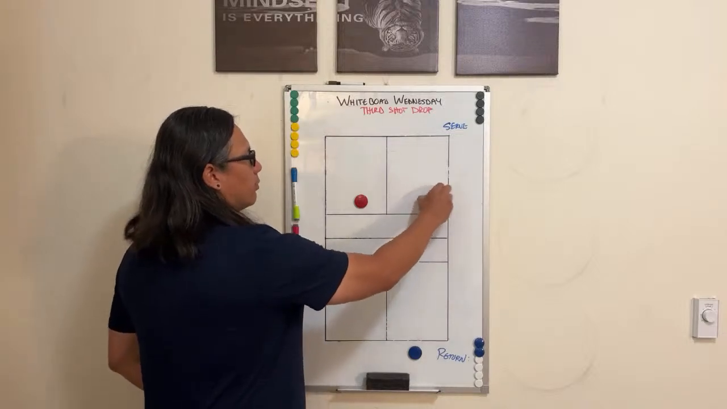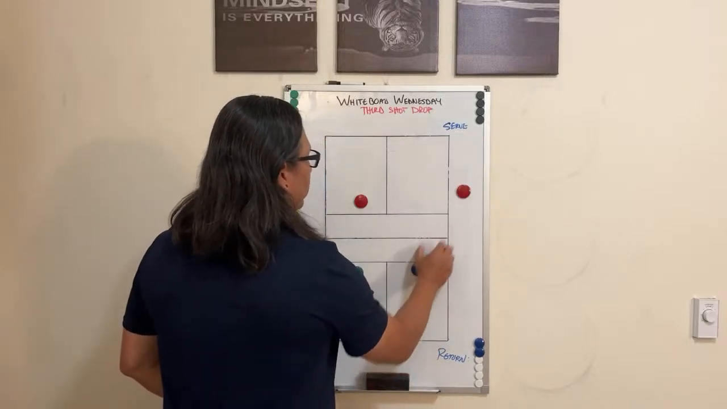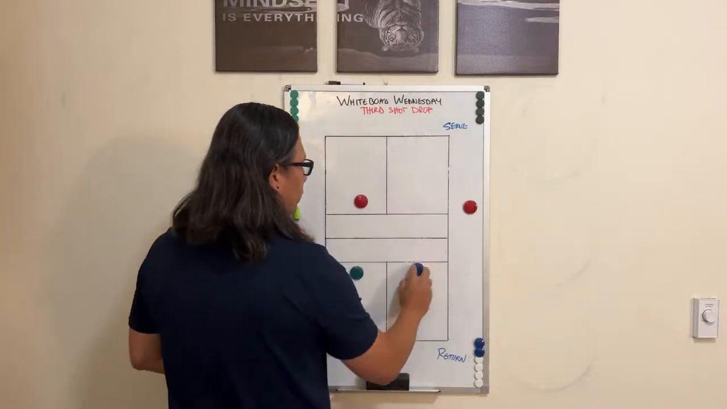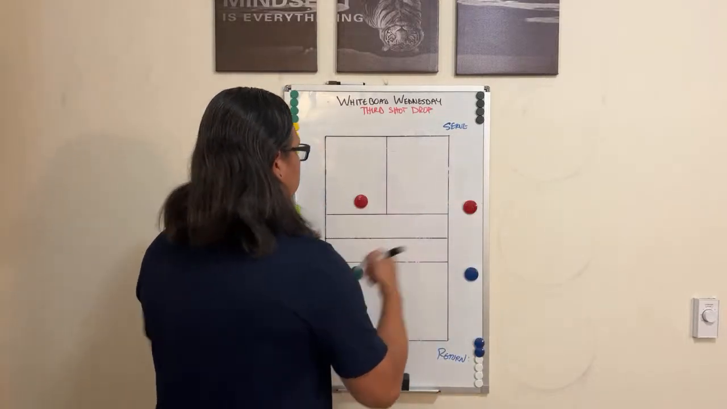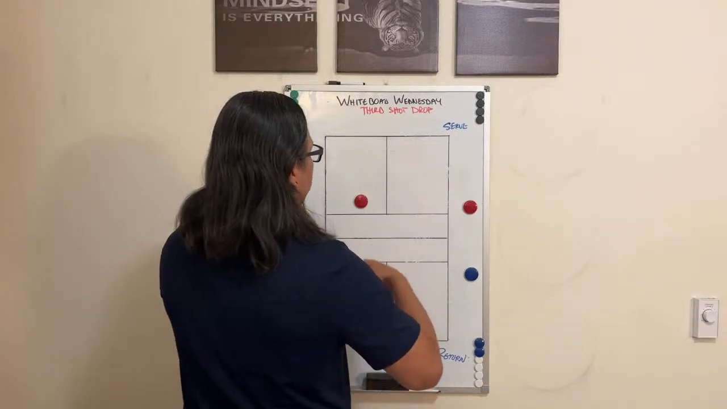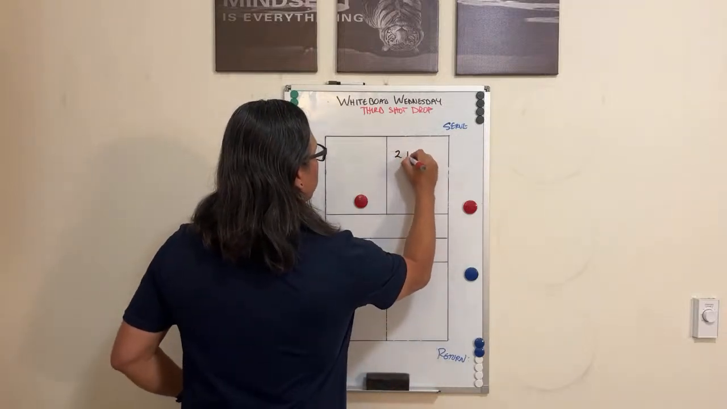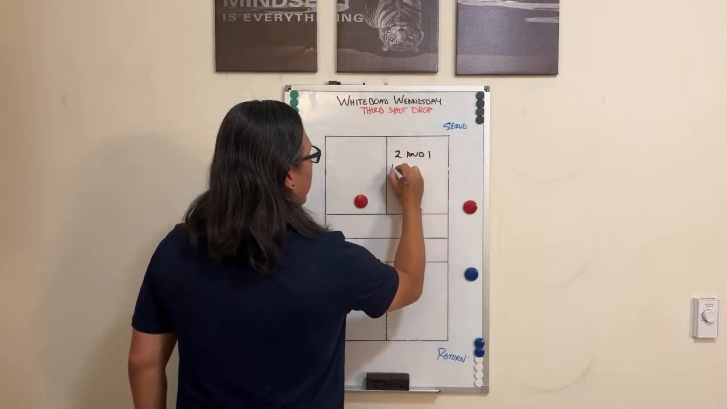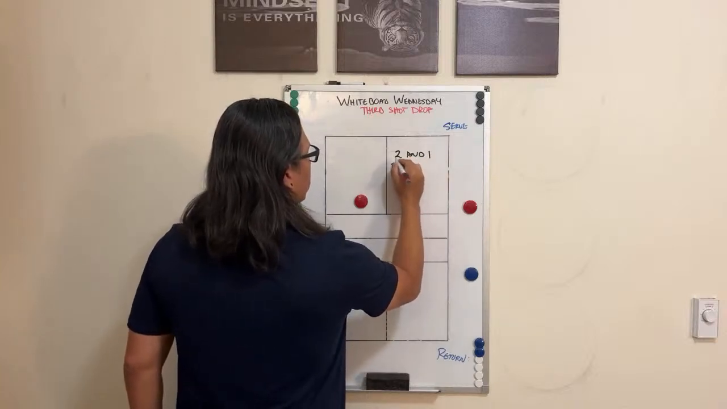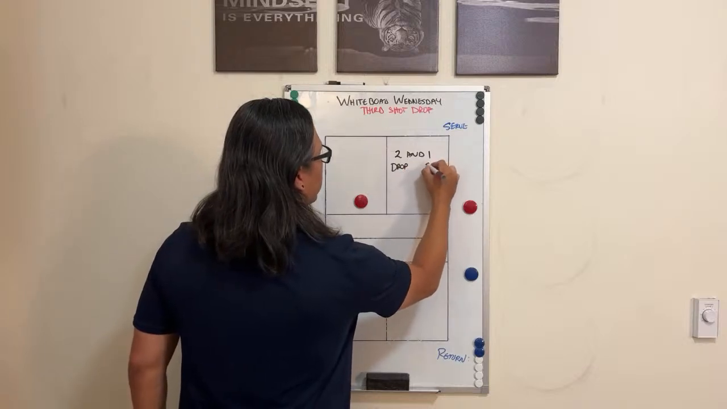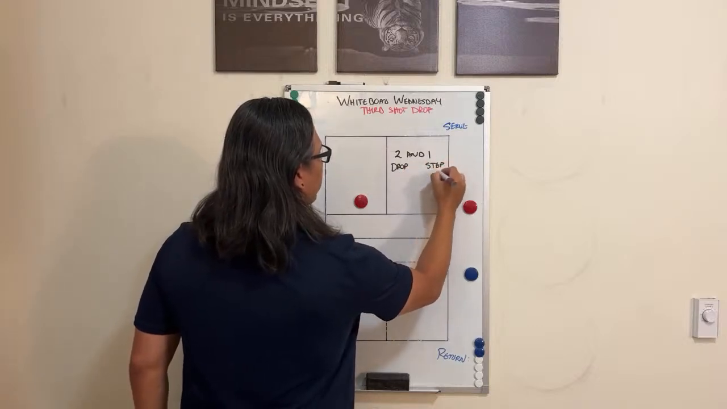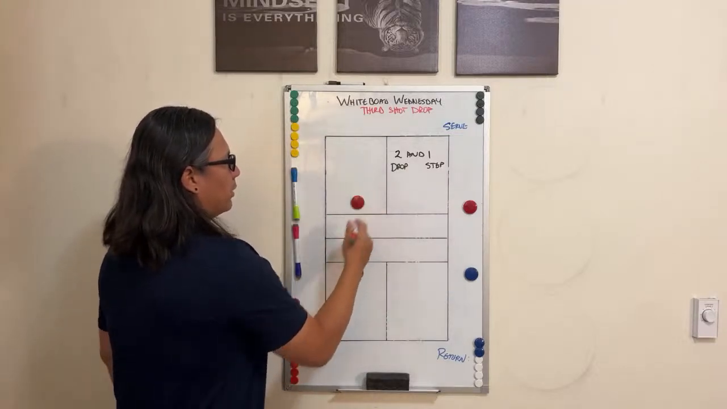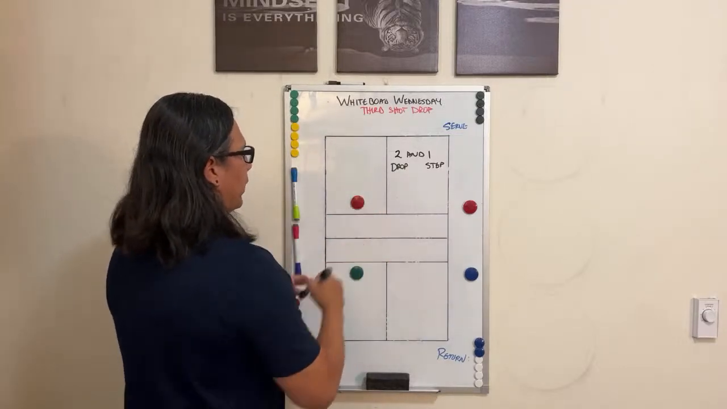So let's talk about some drills that we can do, right? One of the drills that we can do is what we call the 2-in-1 drill. I'll just use these two players for now. It's called the 2-and-1 drill. So you're going to drop 2 shots and you're going to take 1 step back. Say this is the feeder, this is the dropper.